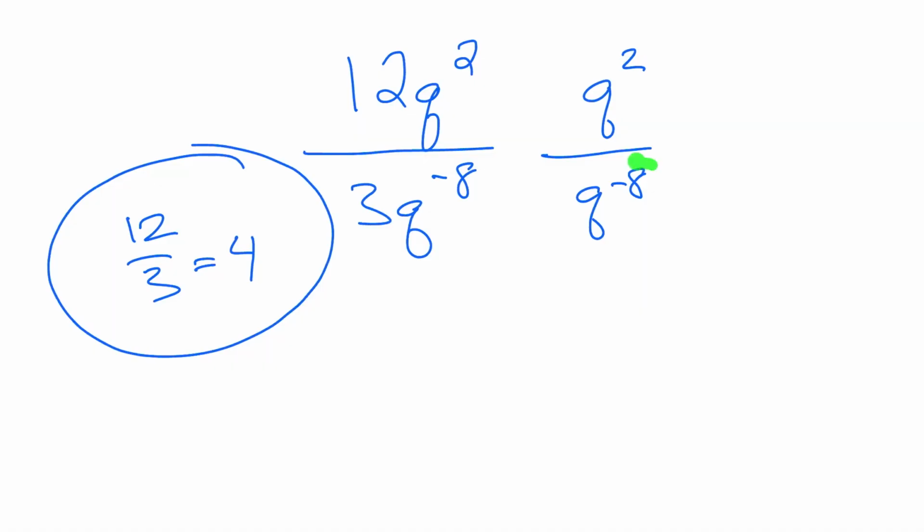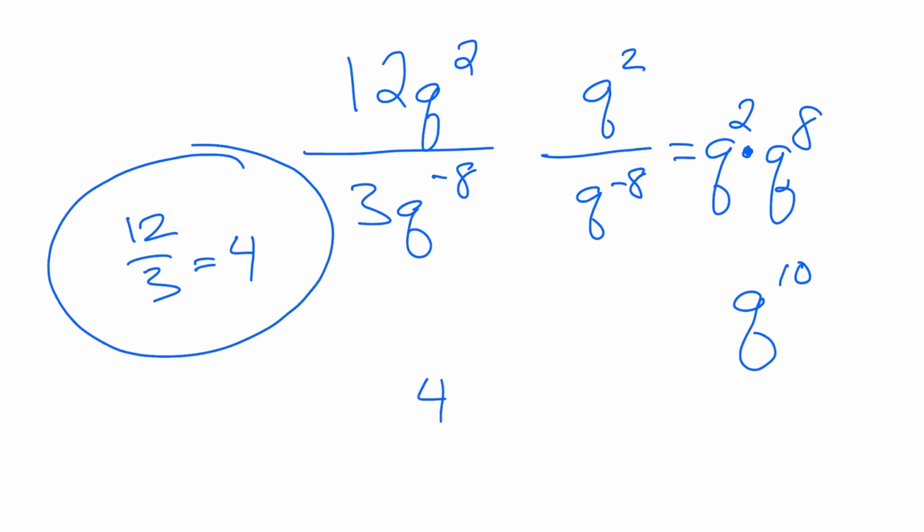Well, before, when we had a negative exponent, we kicked it to the other part of the fraction. So when we saw a negative exponent in the numerator, we kicked it down to the denominator. The same is true going backwards. If we see a negative exponent in the denominator, it's going to kick that variable with the power back up top. So q to the 2nd power over q to the negative 8th power becomes just q squared times q to the 8th. Now we know our power property, so we are going to add these exponents. 2 plus 8 is 10. So we have 4q to the 10th power.